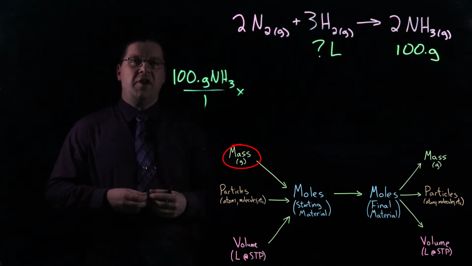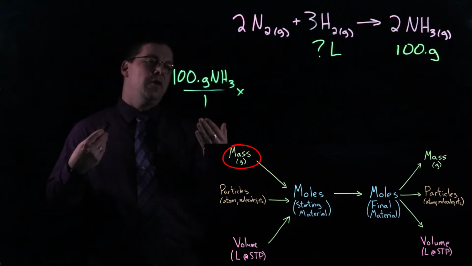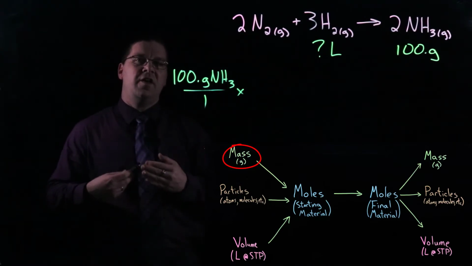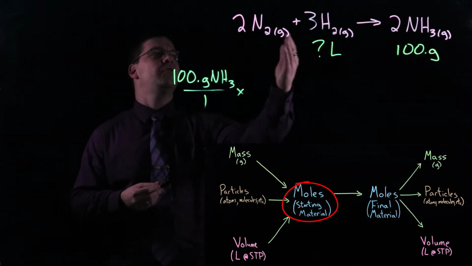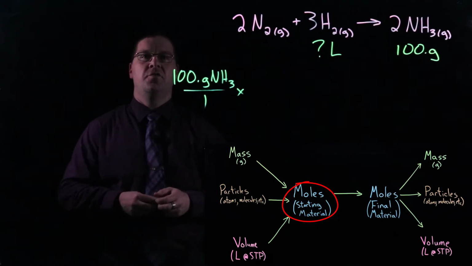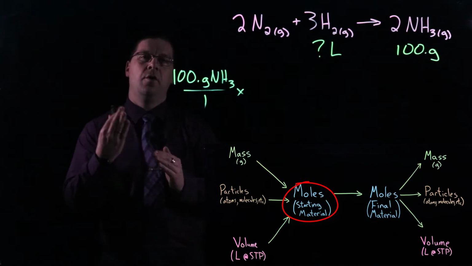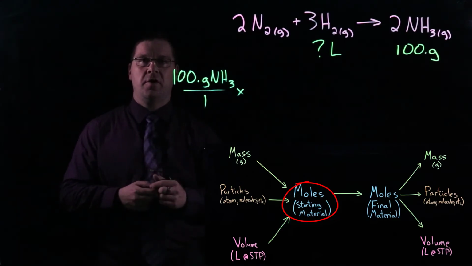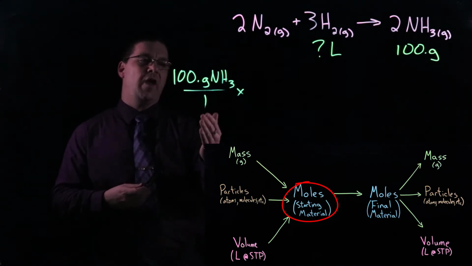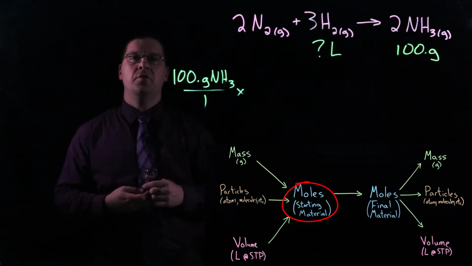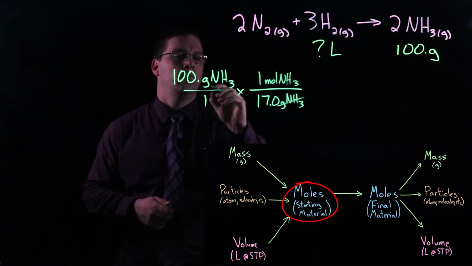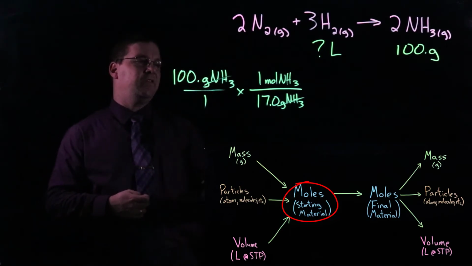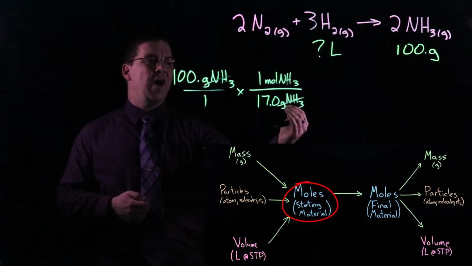And the first thing that we need to do is convert the given quantity that we have into units of moles, because that's what allows us to use our balanced equation to make the relationship between the starting material and the final material. So to go from grams to moles of ammonia, we need to use ammonia's molar mass. We set up the molar mass so that the grams of ammonia are on the bottom.